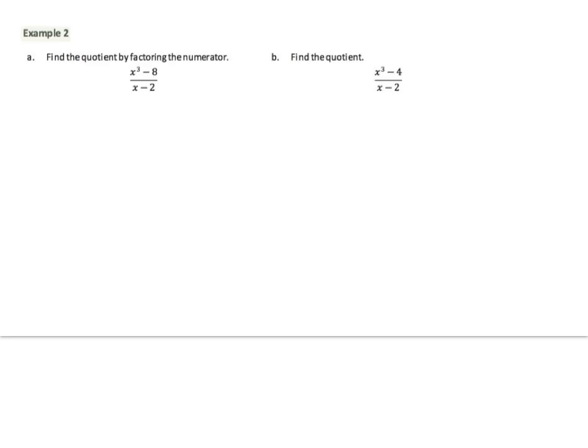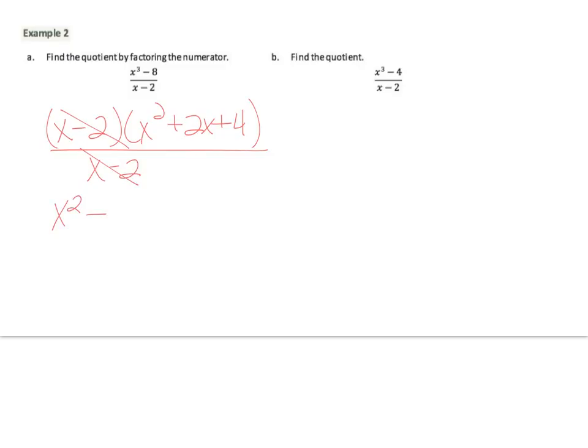So first, let's find the quotient by factoring the numerator. I have x minus 2 times x squared plus 2x plus 4 over x minus 2. So I have my answer, x squared plus 2x plus 4. Okay, and let's try another one.